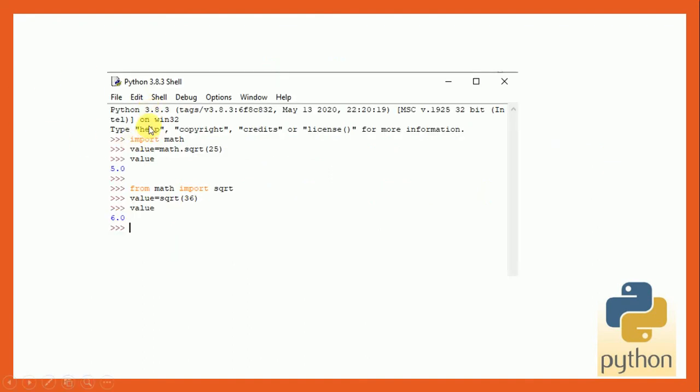Let's see the examples in our Python intermediate mode. First of all, import math, value assigned math.sqrt of 25. So here we are using the math function. After that, the module, this is dot notation, module dot function. Then we got the value 5. This is the usage of from. So from math import sqrt. Same thing, value assigned sqrt of 36. We got the square root of 36. Is it clear?